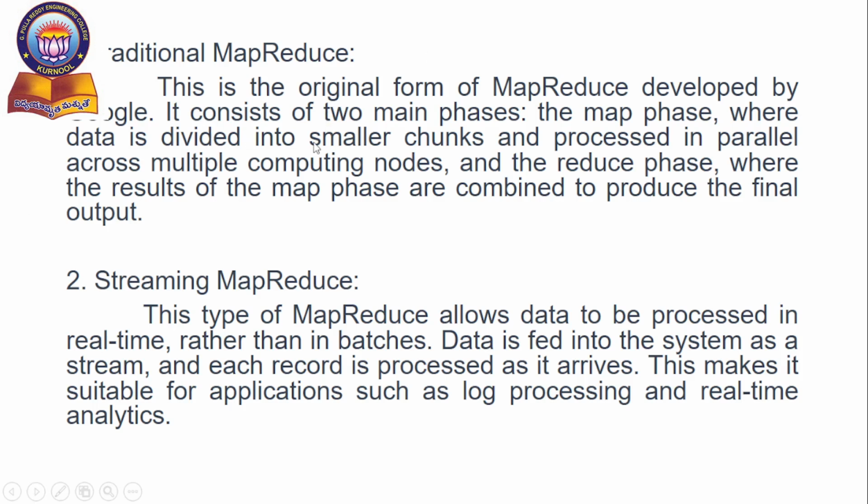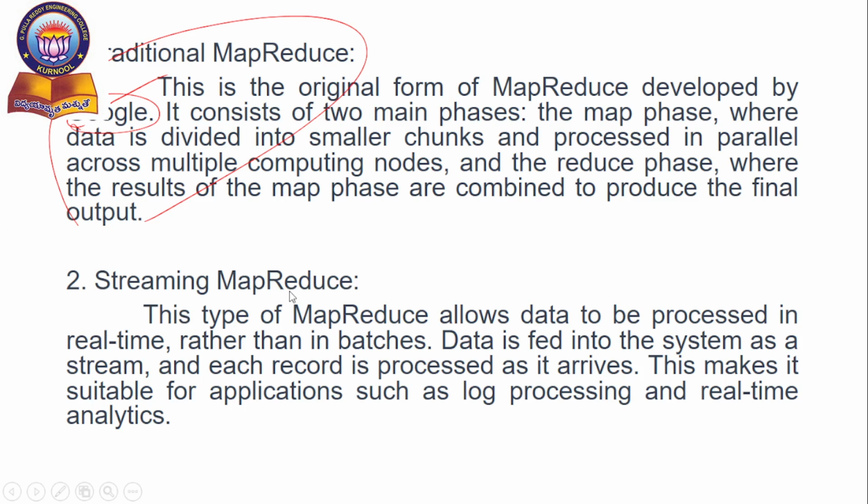Traditional MapReduce. This is the original form of MapReduce developed by Google. It consists of two main phases: the map phase, where data is divided into smaller chunks and processed in parallel across multiple computing nodes, and the reduce phase, where the results of the map phase are combined to produce the final output. So this is the traditional MapReduce that has been developed by Google.